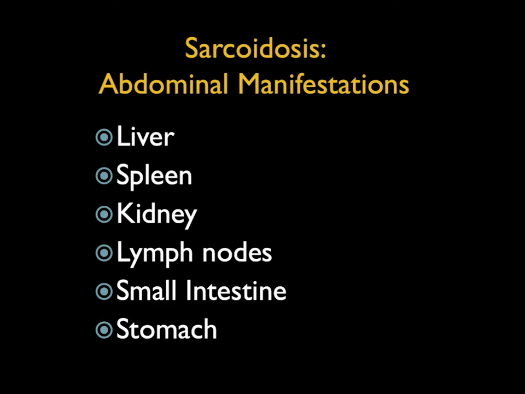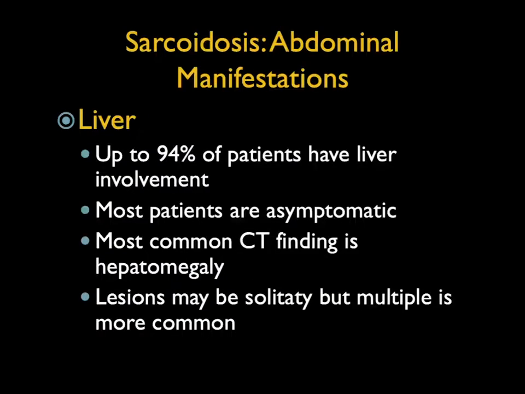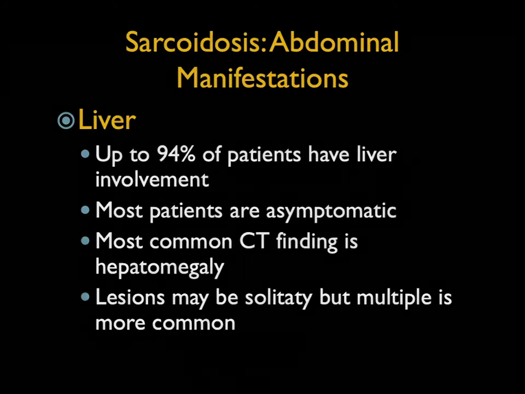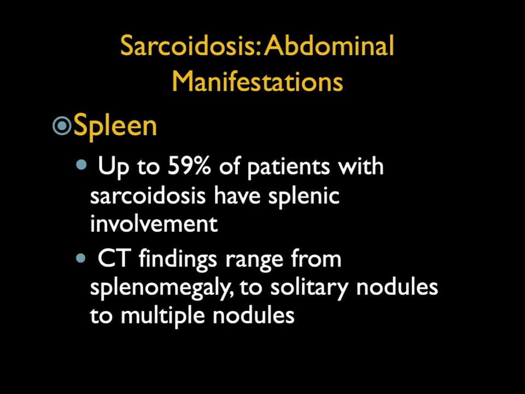And again, as we mentioned before, involvement of multiple organs at the same time, or just solitary involvement, but we have every organ, 94% of the liver. Often it's asymptomatic, and often at best it's some hepatomegaly, but it's involved. So it's something to think about.